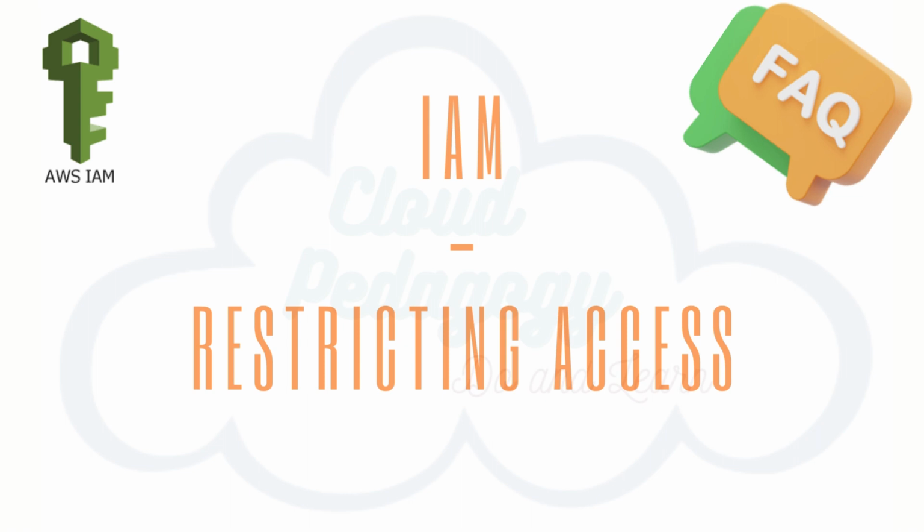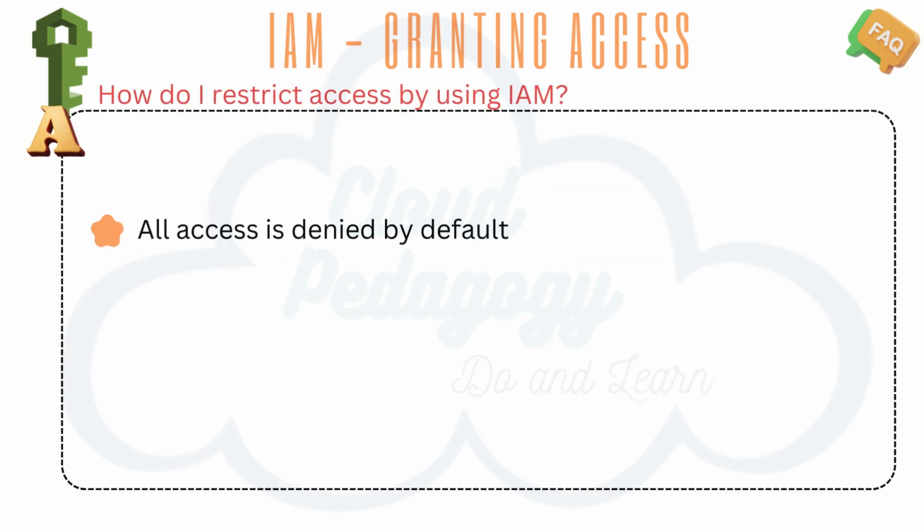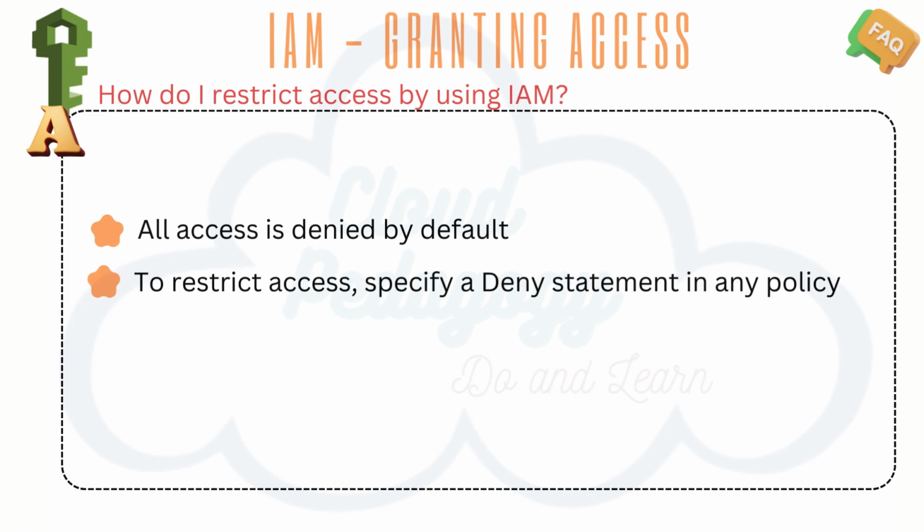Next, we'll see how to restrict the access. So, how do I restrict access by using IAM? With IAM, all access is denied by default and requires a policy that grants access. As you manage permissions at scale, you might want to implement permissions guardrails and restrict access across your accounts. To restrict access, specify a deny statement in any policy. If a deny statement applies to an access request, it always prevails over an allow statement.